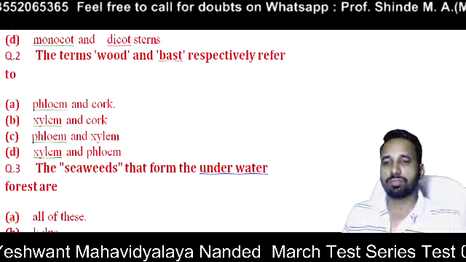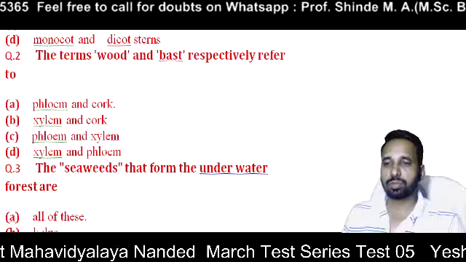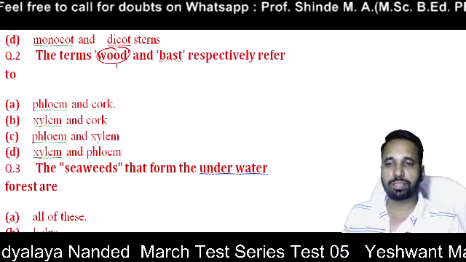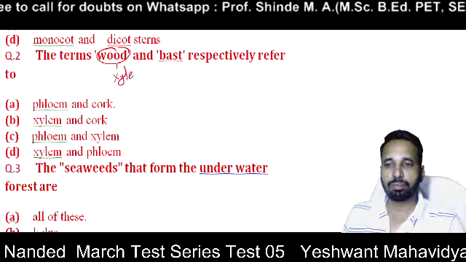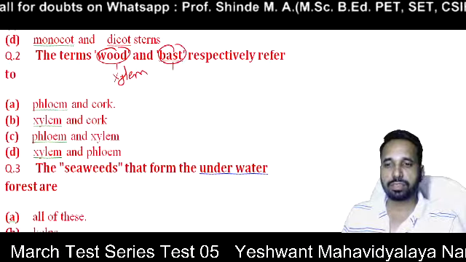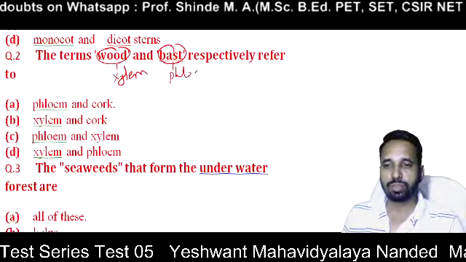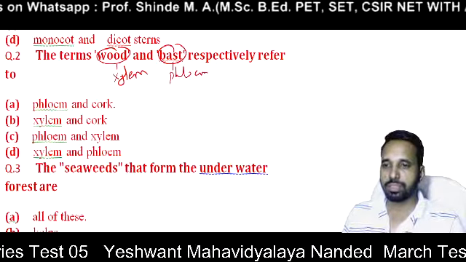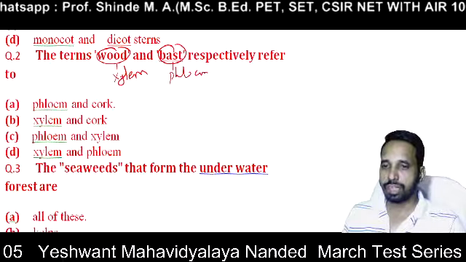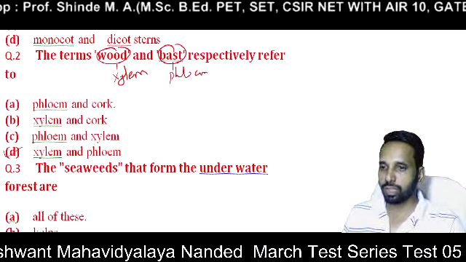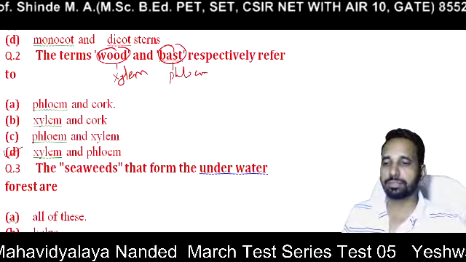Second one, the terms wood and bast respectively refer to. Wood is the word used synonymously for the xylem, and bast is the word used synonymously for phloem. In this way, the answer must be xylem and phloem. So the last option is better, option D.